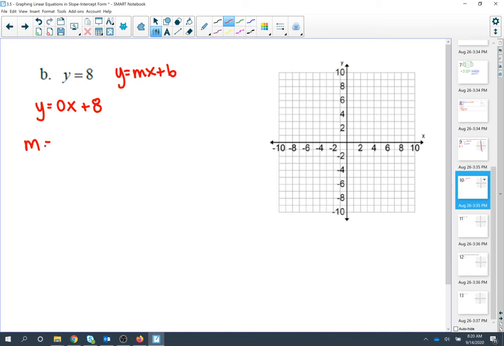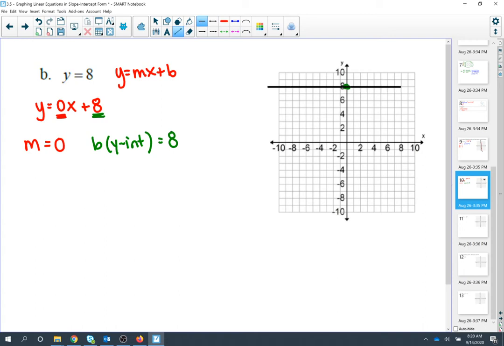So our slope is what's in front of our x. We have a slope of 0. And then our b, which is our y-intercept, is 8. So I'm going to go to my y-intercept. I'm going to put a dot at 8. And then I have a slope of 0. So I know I just said that we should use 3 points, but because it's a slope of 0, I'm just going to draw it. And then arrows in both directions.